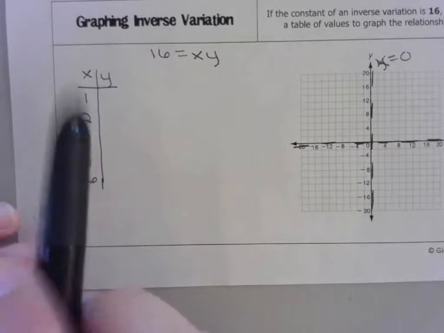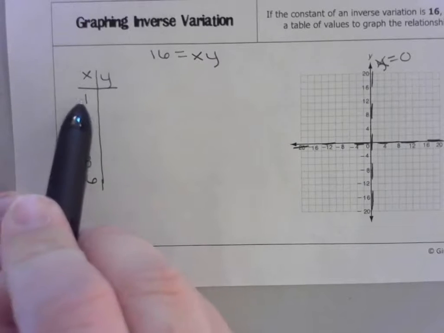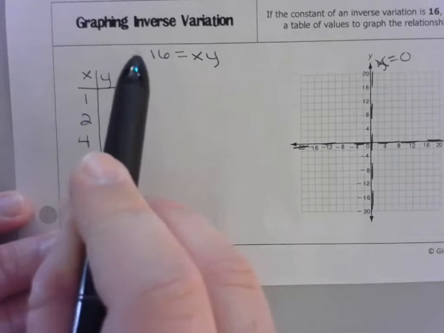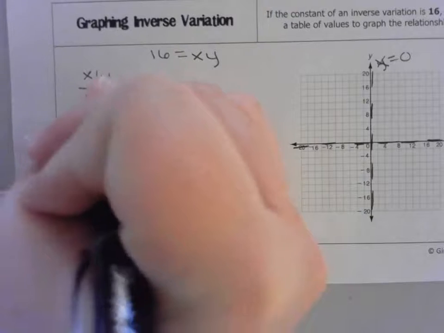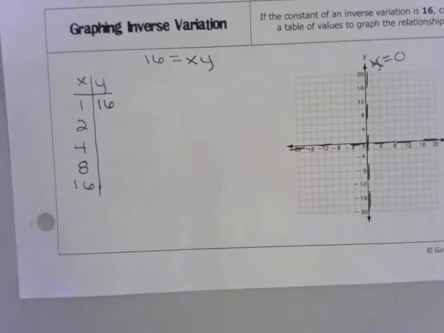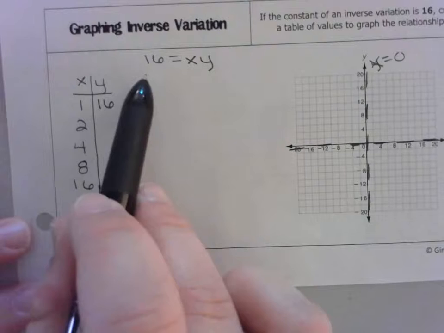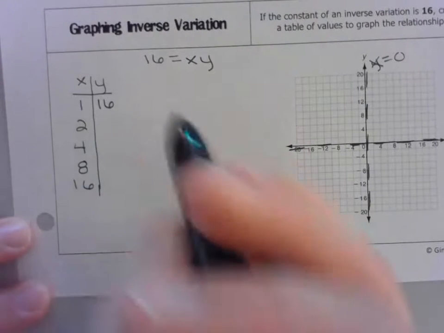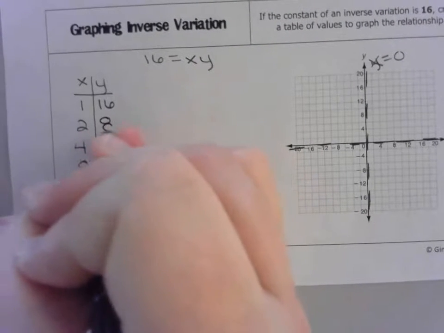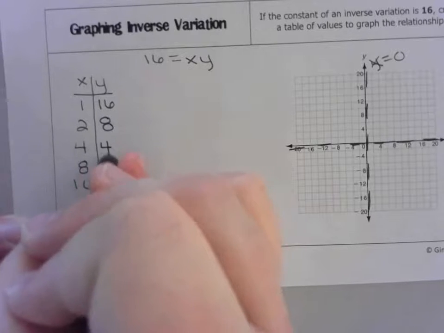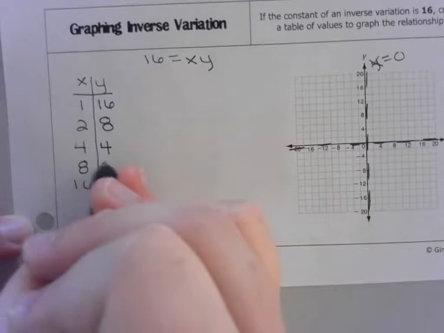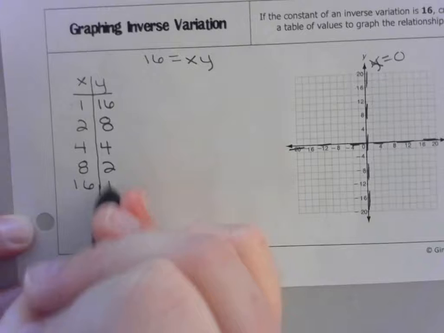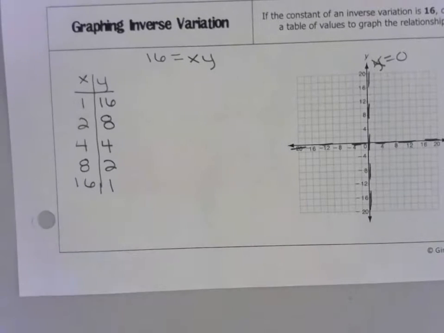Now let's think about this. Don't make this harder than it is. 1 times what gives me 16? 16, so Y is 16. The way you find your Y value is you think, I know X times Y has to give me 16 because it's the constant. So 1 times 16 gives me 16. 2 times what gives me 16? 4 times what gives me 16? 8 times what gives me 16? 16 times what gives me 16? 1. That's how you make a table.